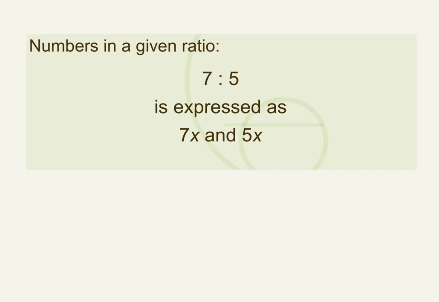The last type of problem we're going to look at are numbers in a given ratio. For example, if they say the ratio between two sides of something or two numbers is 7 to 5, we would just put an x with each of those numbers. 7x and 5x would represent those side lengths or whatever they're referring to. And then we can use them in whatever equation we need for that specific problem.